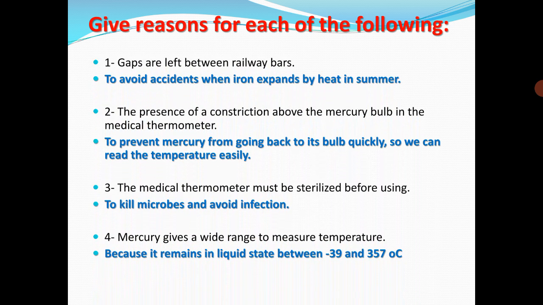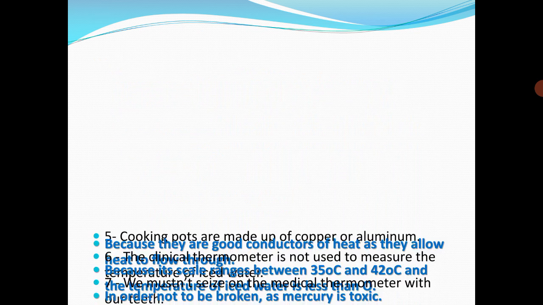Mercury gives a wide range to measure temperature. Why? We need mercury in liquid state, so we can see it in the thermometer, because it remains in liquid state between negative 39 and 357 degrees Celsius.